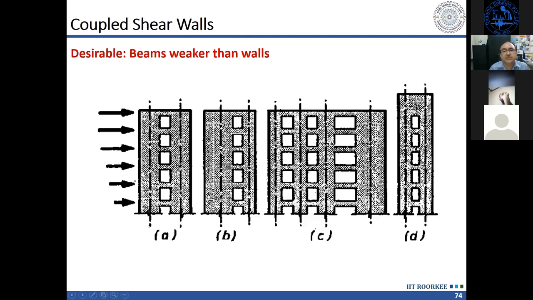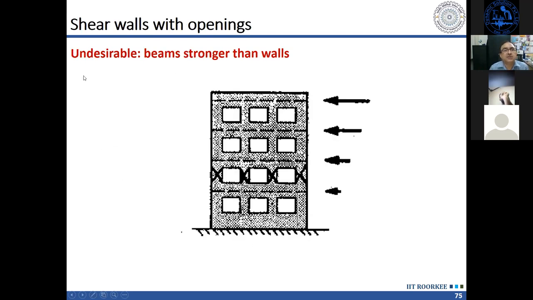On the other hand, even if these spandrels fail in shear, the vertical load carrying capacity of the structure is not lost. The structure will continue to resist the vertical load. The collapse will be avoided. That's why this system is desirable. This system is undesirable.